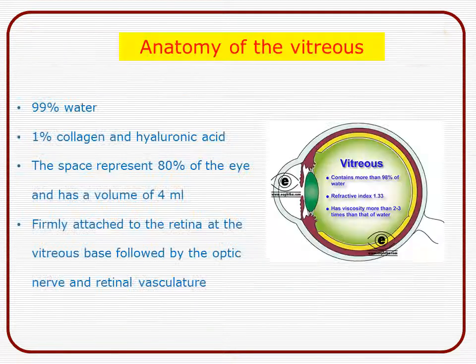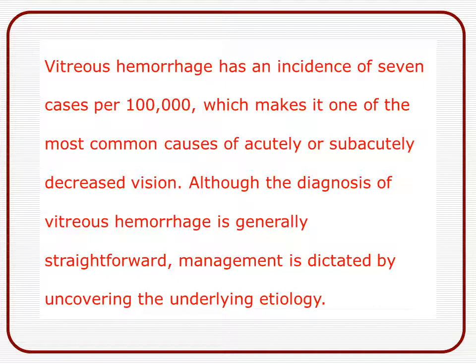Vitreous hemorrhage. You know the anatomy of the vitreous. It is 99% water, 1% collagen and hyaluronic acid, and the space represents 80% of the eye and has a volume of about 4 milliliters, firmly attached to the retina at the vitreous base, followed by the optic nerve and retinal vasculature. Vitreous hemorrhage has an incidence of 7 cases per 100,000, which makes it one of the most common causes of acutely or subacutely decreased vision.